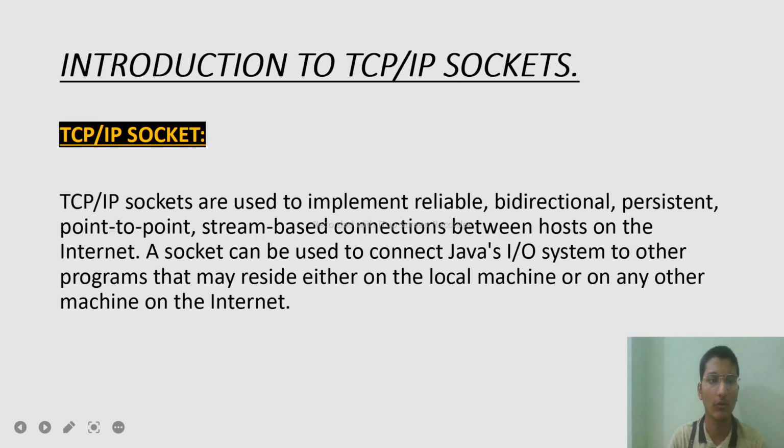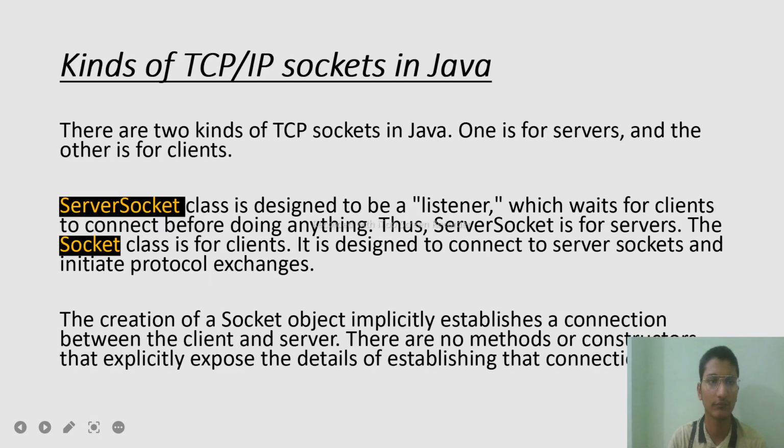What is a TCP/IP socket? TCP/IP sockets are used to implement reliable, bidirectional, persistent, point-to-point, stream-based connections between hosts on the internet. A socket can be used to connect the Java IO system to other programs that may reside either on the local machine or on any other machine on the internet.